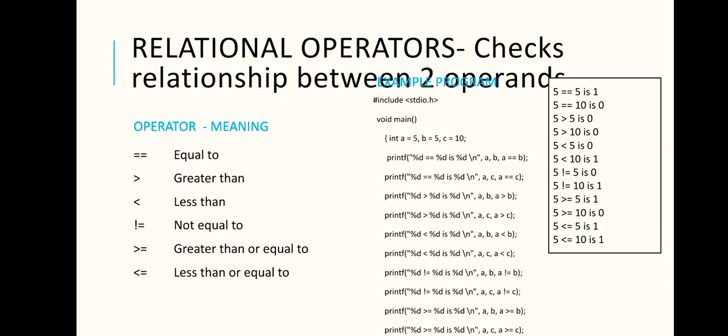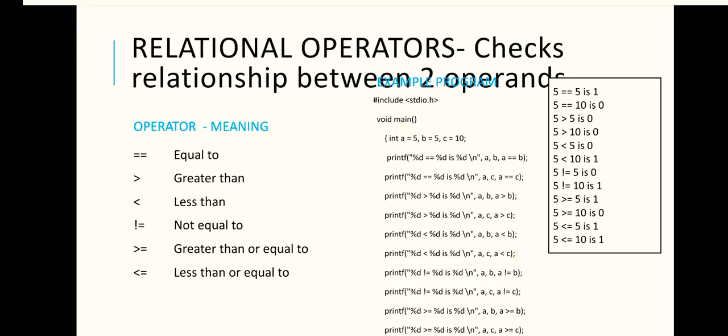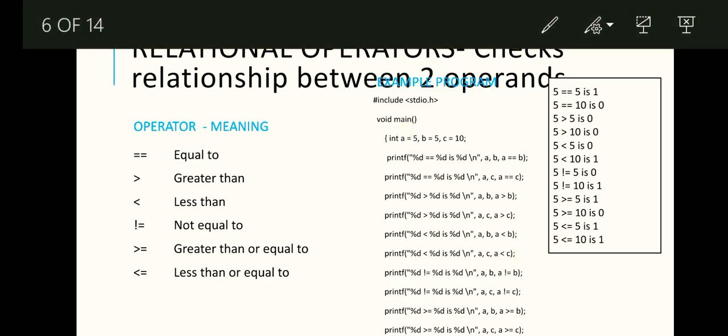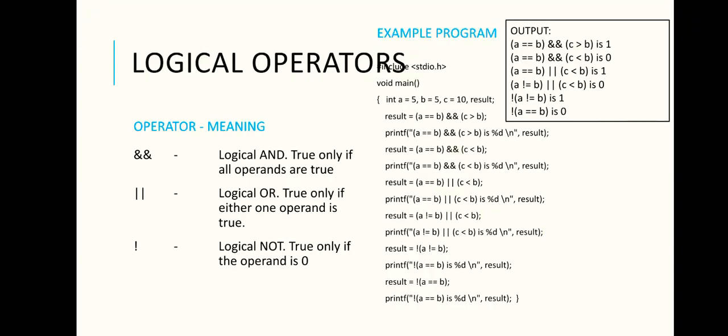Here we have A less than C, so it checks whether A is less than C. A is 5 and C is 10. As 5 is less than 10, the result is true. So the output is 1.